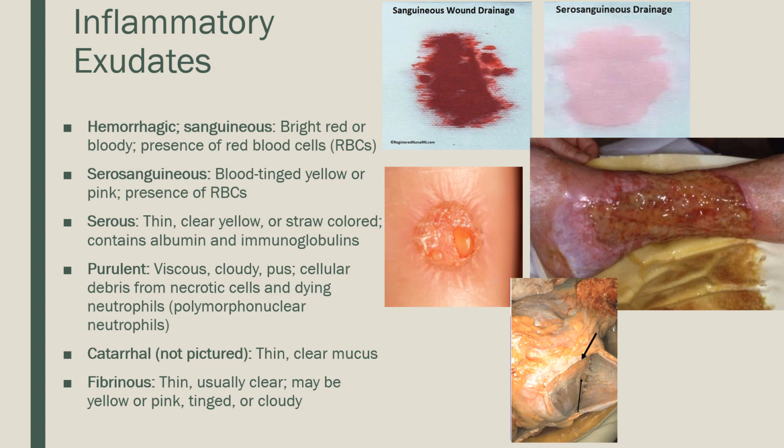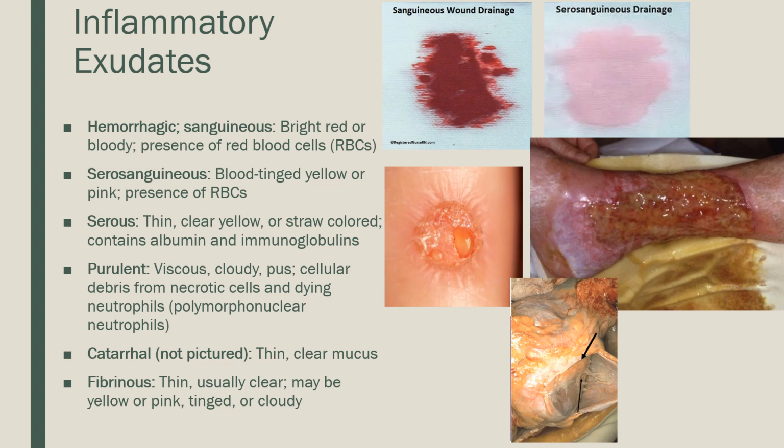Inflammatory exudates. So you have hemorrhagic, or sanguineous, which is bright red or bloody with the presence of red blood cells. Small amounts are expected after surgery or trauma. Large amounts may indicate hemorrhage. Sudden large amounts of dark red bloody drainage may indicate a draining hematoma. Serosanguineous is blood-tinged yellow or pink with the presence of red blood cells as well. It is expected for 48 to 72 hours after injury or trauma to the microvasculature. A sudden increase may precede wound dehiscence, which is the rupture or separation of a wound.